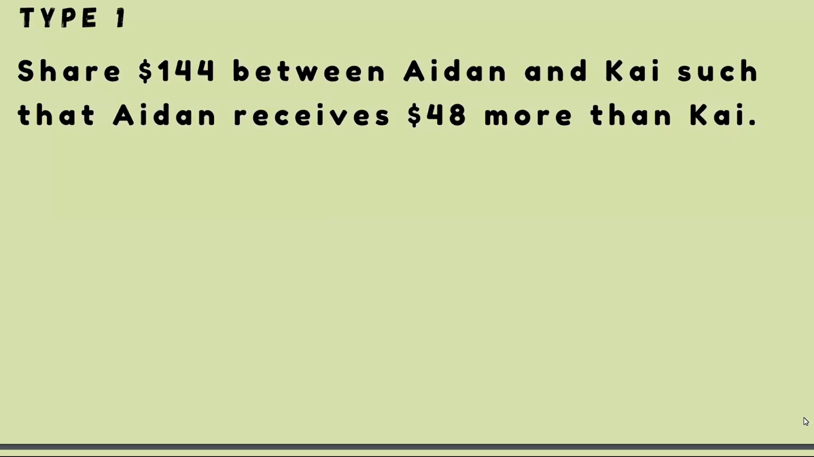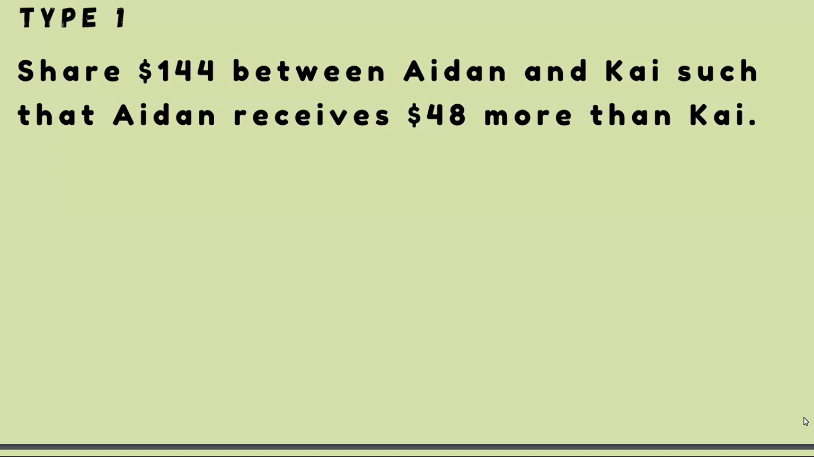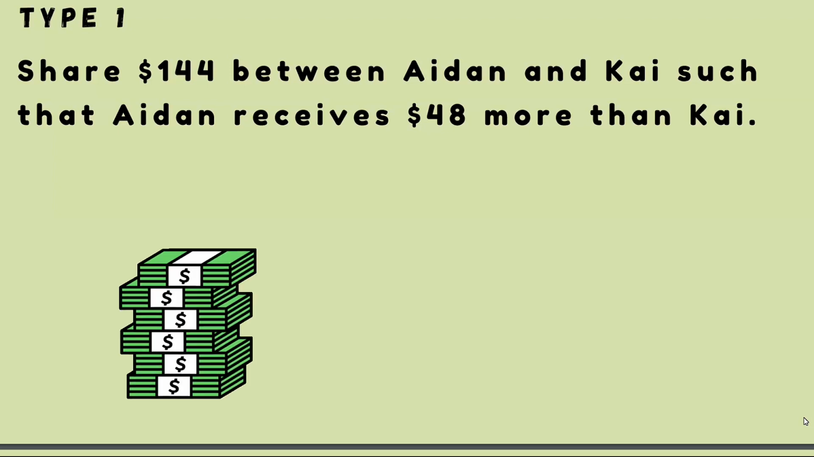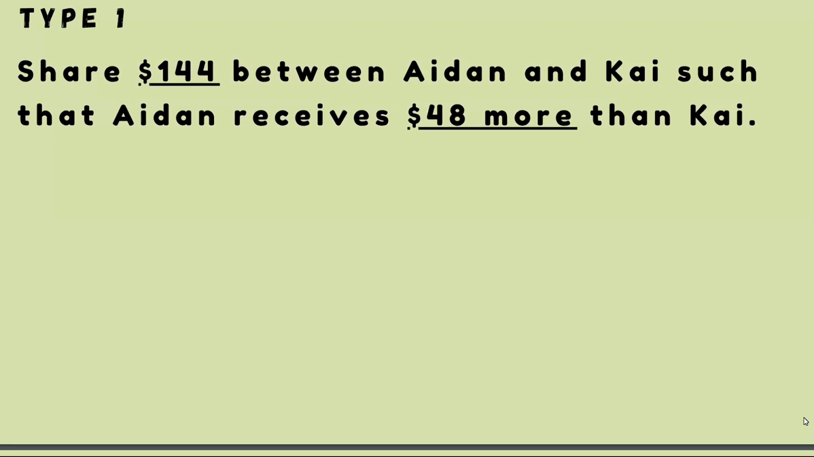So type 1. Share $144 between Aidan and Kai such that Aidan receives $48 more than Kai. We know it's unequal sharing because someone is receiving more money than the other person. So this is how we are able to identify that it's actually unequal sharing.